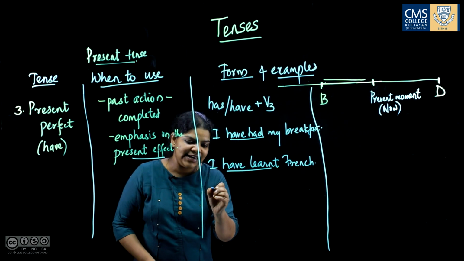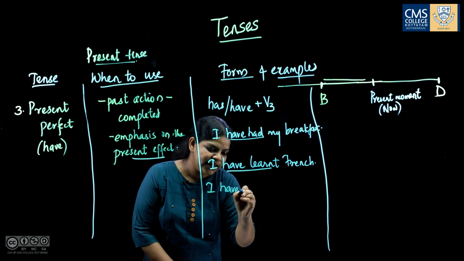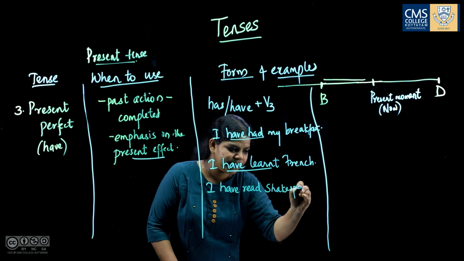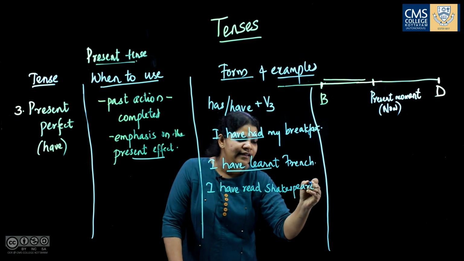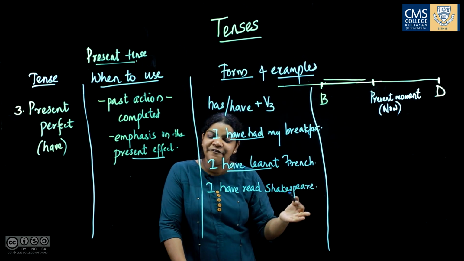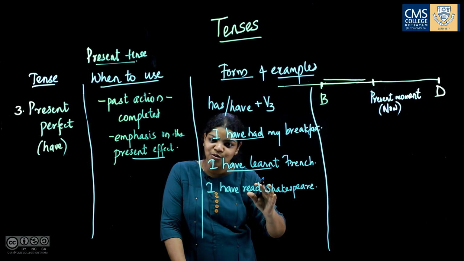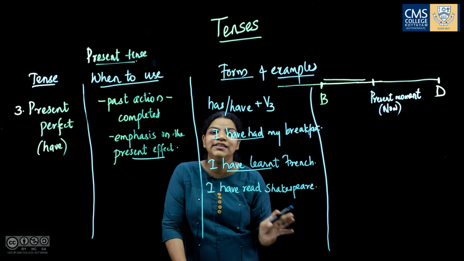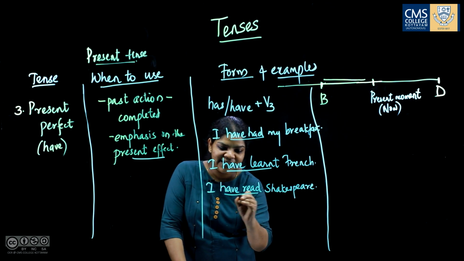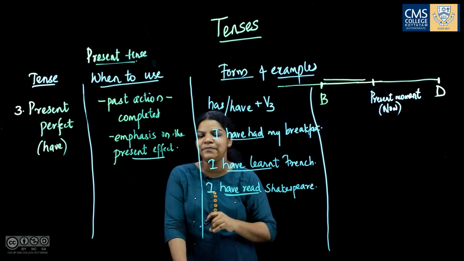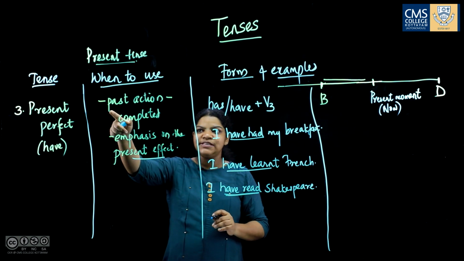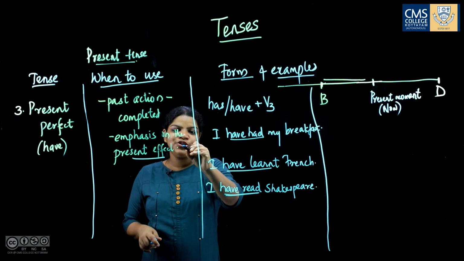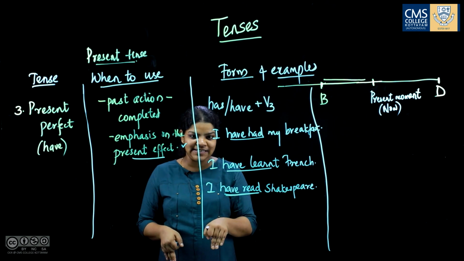Okay, let's take another example. I have read Shakespeare. When I say I have read Shakespeare, it means that I know the works of Shakespeare and I have an idea of what the story is all about. So have read is yet another example for the present perfect tense. So the first instance when you use the present perfect tense is when you want to show an action which is complete and to show its impact on the present times.